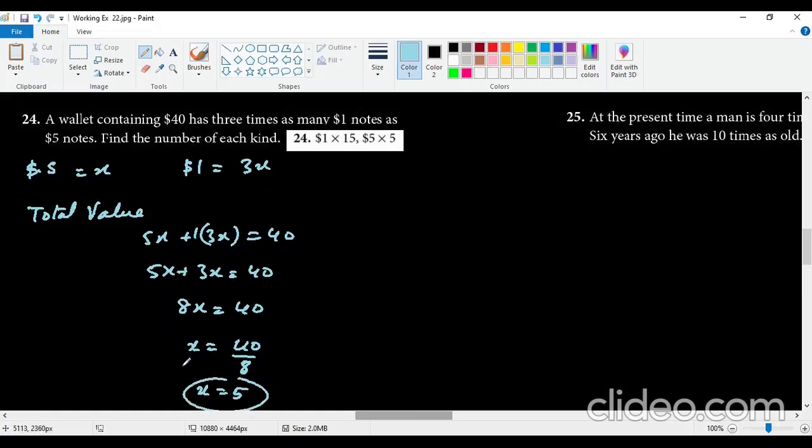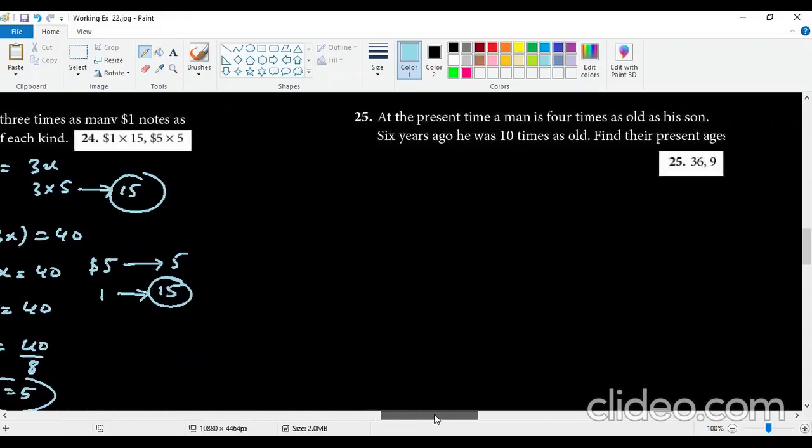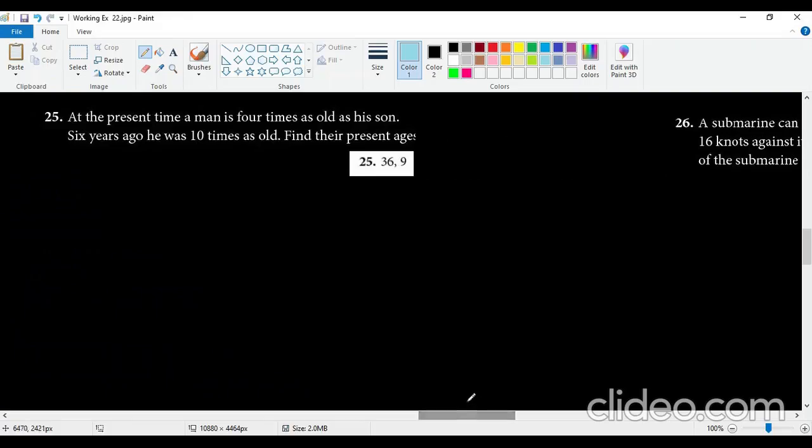Now there are 5 $5 notes, and I know very well if it is 5, then 3 times 5 is going to give us 15. So there are 5 $5 notes, and the $1 notes are 3 times 5, which is 15. Now moving on to the next question, which is question number 25.